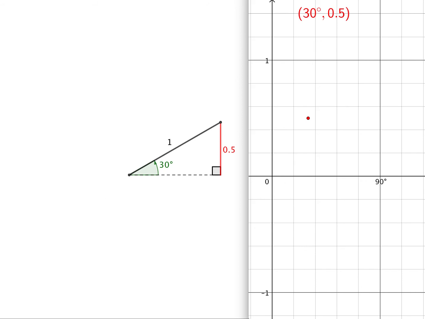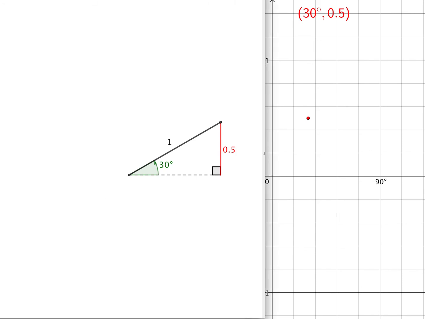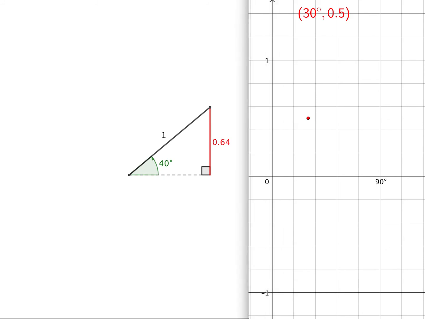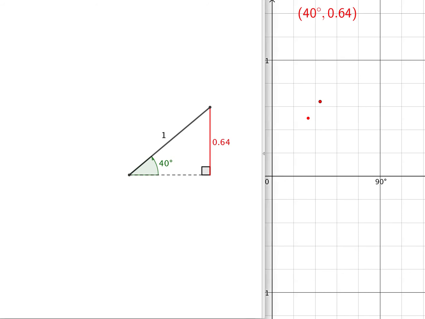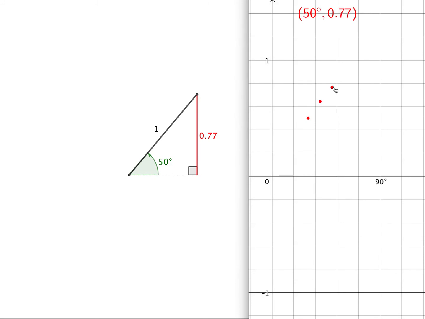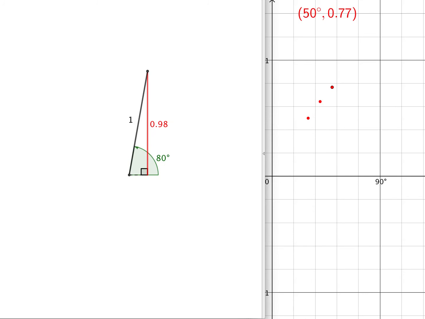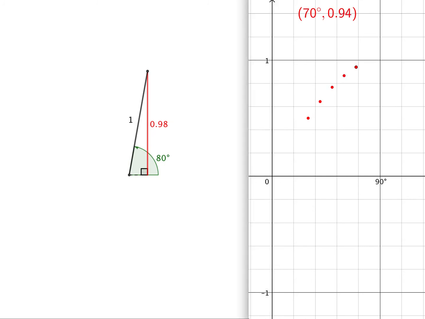The only way to change the value of the ratio is to change the angle. If we go to 40 degrees, it's 0.64. So that point could be plotted. If we increase the angle to 50 degrees, the value of the ratio changes. We can plot it. And you can do that as you keep going, plotting more and more values and gradually filling them in. Here at 80 degrees, notice it's 0.98. So bear that in mind because it'll come up again.